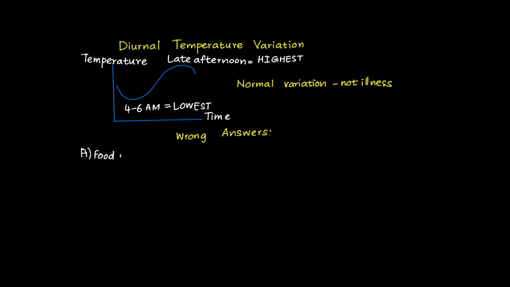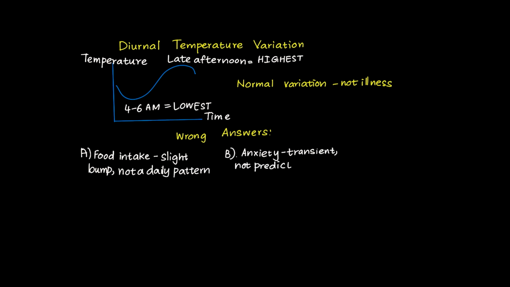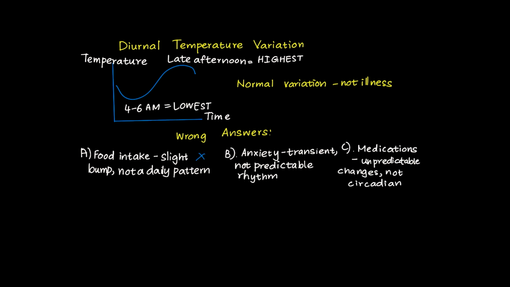Food intake can bump temperature slightly after a meal, but that doesn't explain a consistent morning low and afternoon high pattern day after day. Anxiety might transiently raise temperature, but again, it doesn't create a predictable daily rhythm. Medication effects would typically produce irregular or unpredictable changes, not this clean circadian pattern.